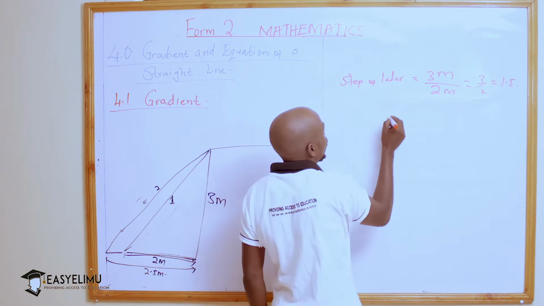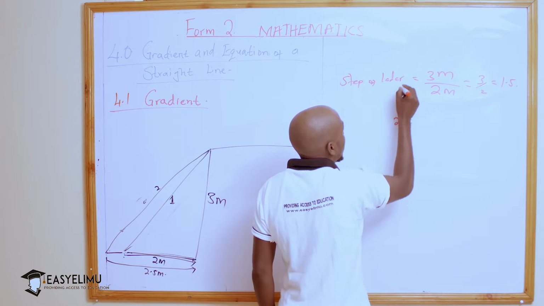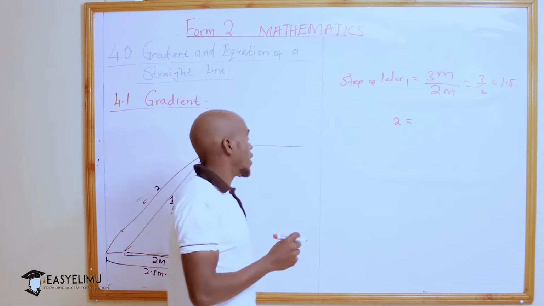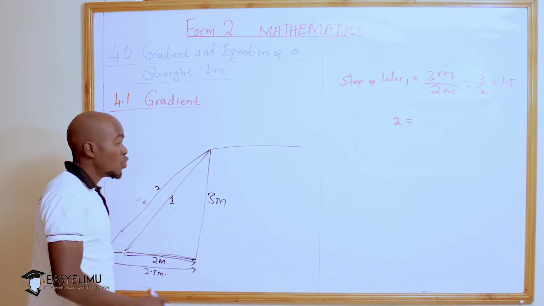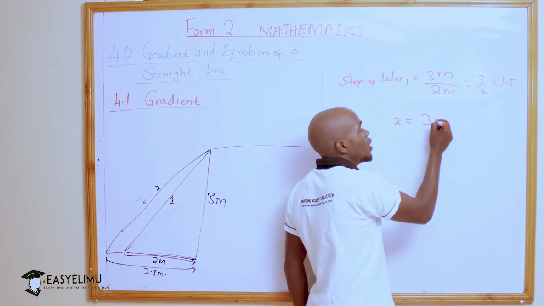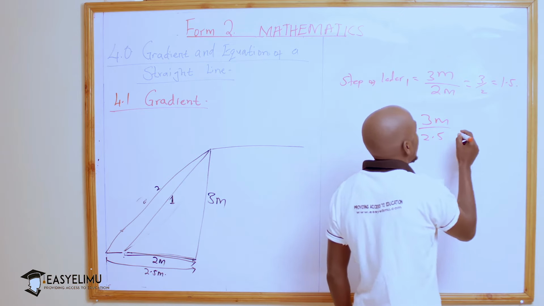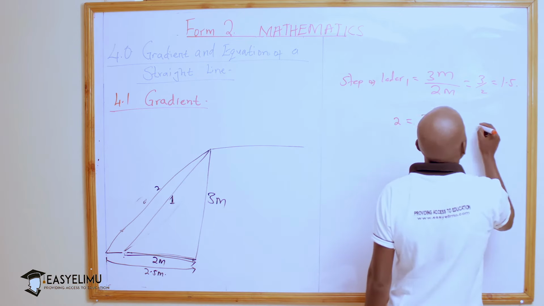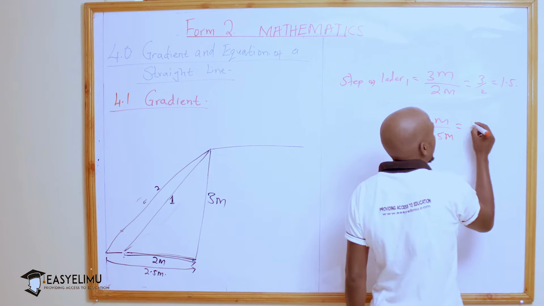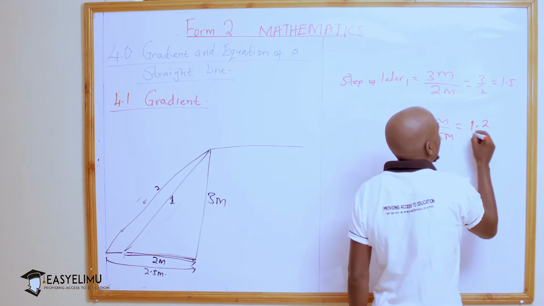The other one, which we are referring to as ladder 2, has a steepness of 3 meters, which is the vertical height, divided by 2.5. This gives us a steepness of 1.2.